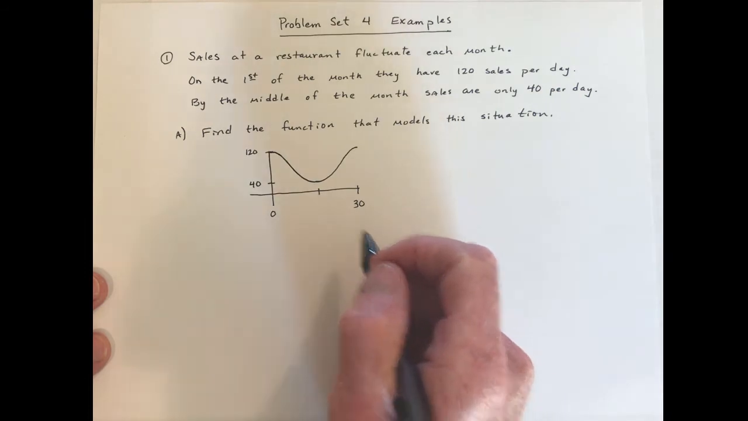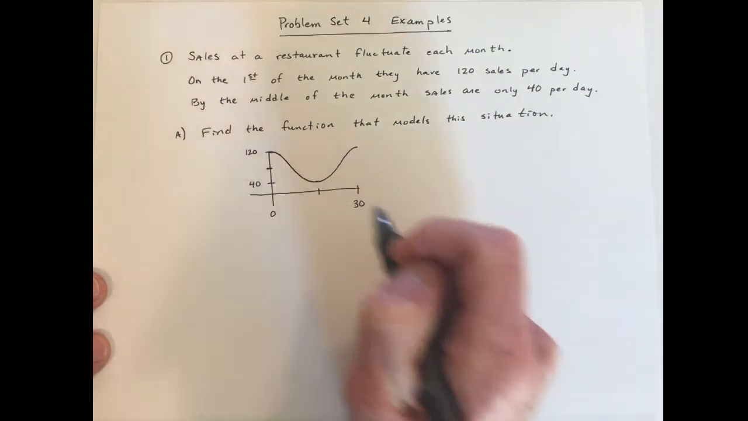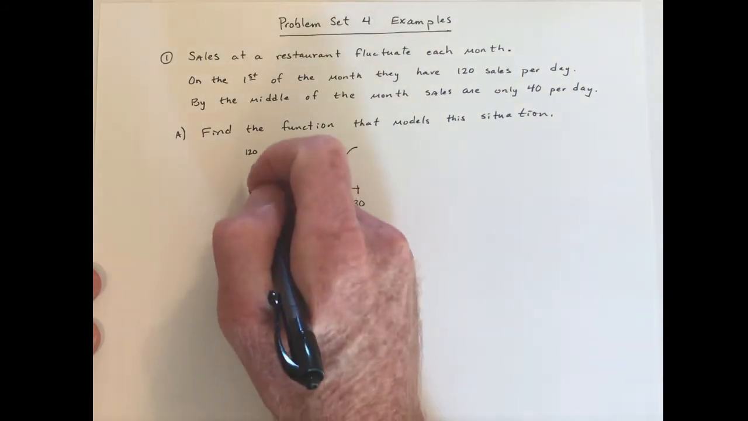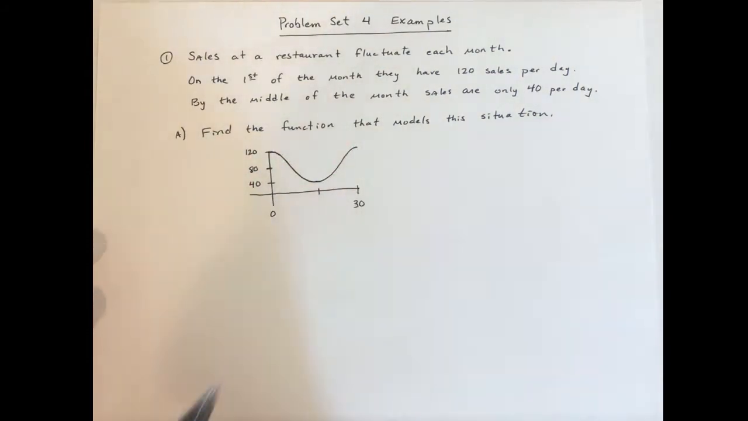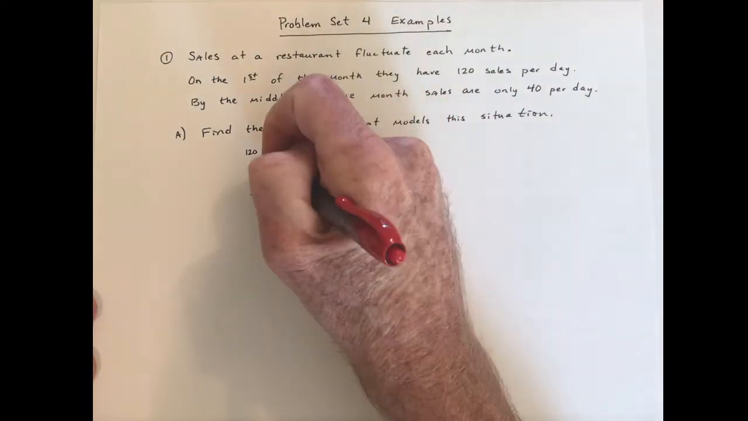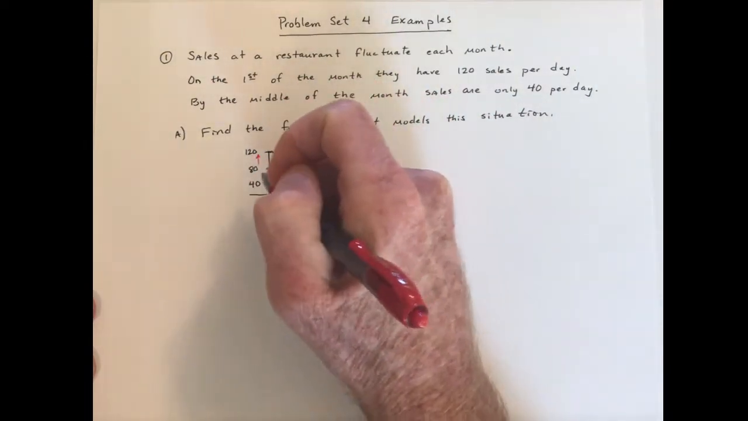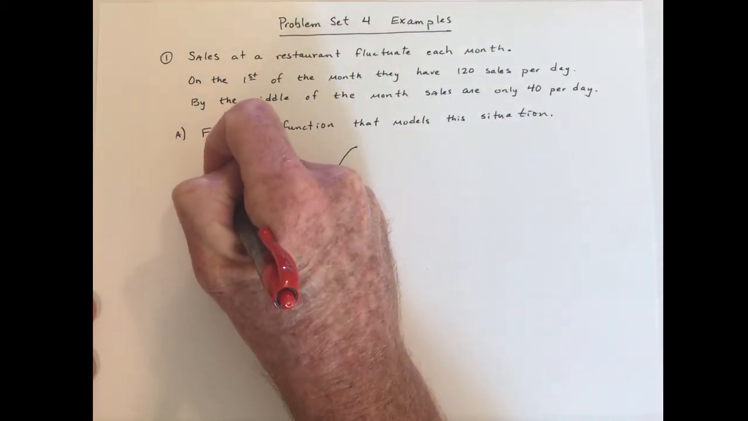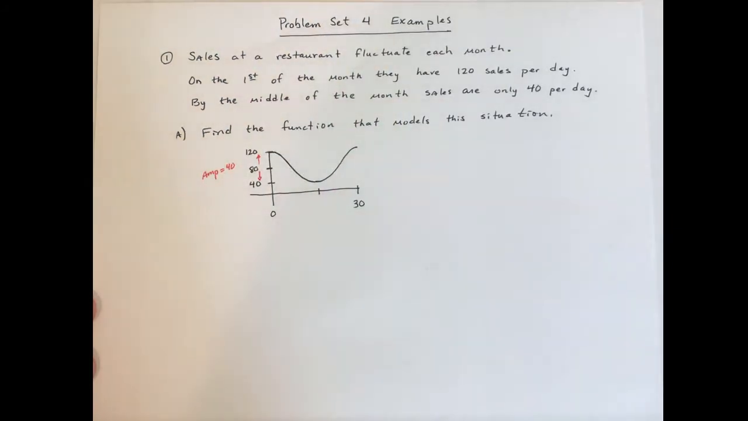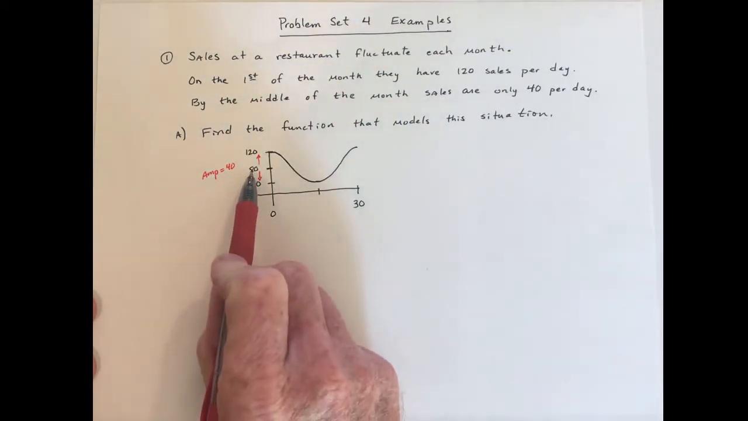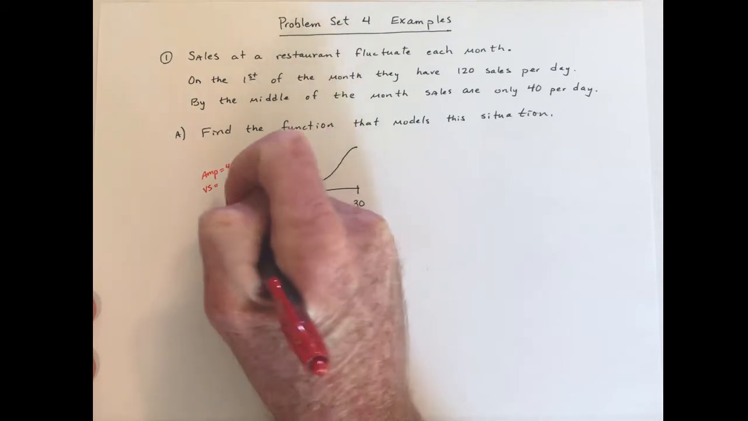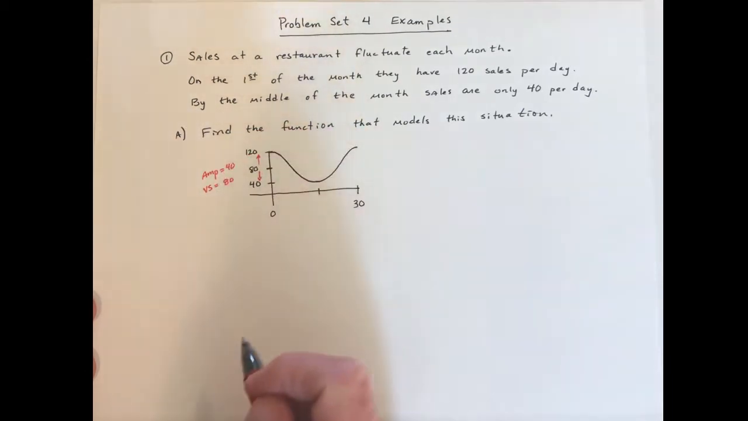Before I can write the function, I need to know what's in the middle of a 120 and a 40. So you could add those two together, which is 160, and then divide by 2 is 80. Or in other words, from the middle, it goes up by 40. From the middle, it goes down by 40. So that means that the amplitude is 40. And then this number right here in the middle, that's actually the vertical shift. The vertical shift is 80.